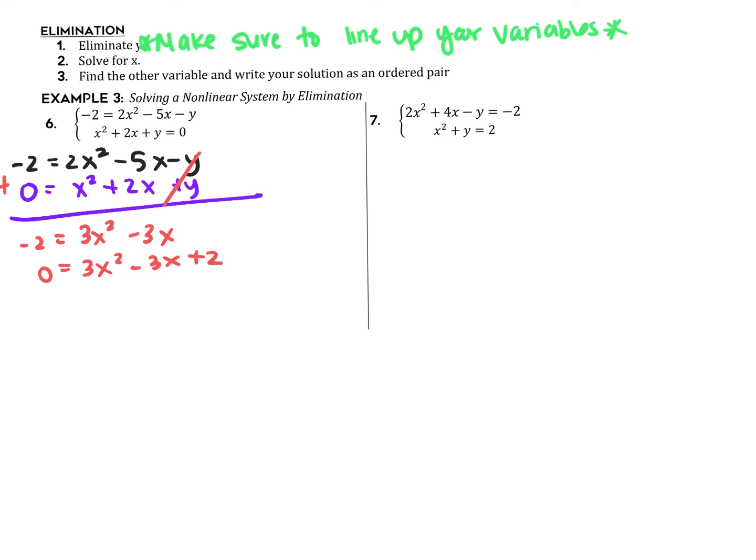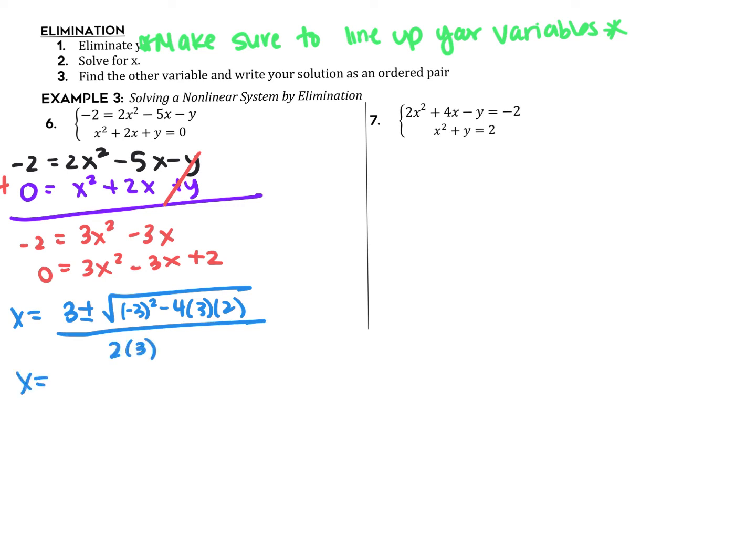So now I have a quadratic. It doesn't look like this is easily going to factor. I'm not seeing right away how it's going to. This looks like a complicated complete the square problem, so I'm going to go ahead and just jump into the quadratic formula. So x equals the opposite of b, which is positive 3, plus or minus the square root of 3 squared minus 4 times 3 times 2, all over 2 times a.